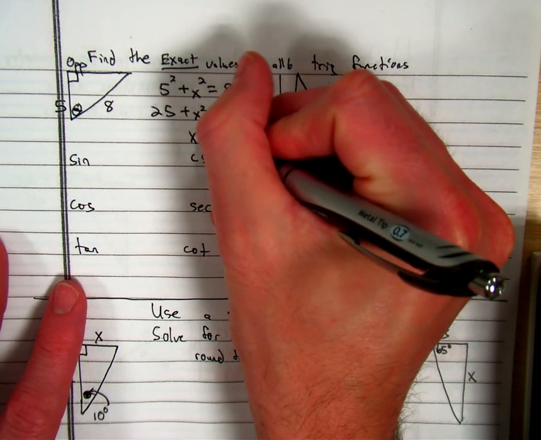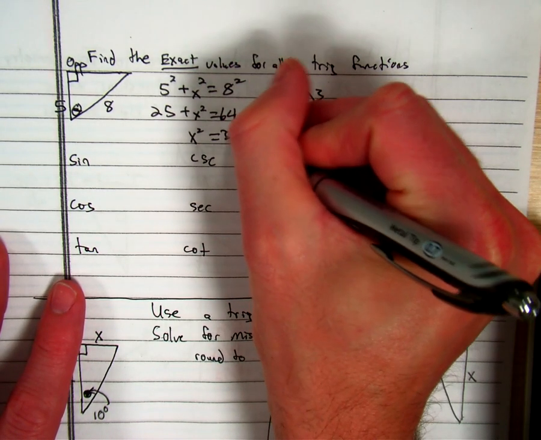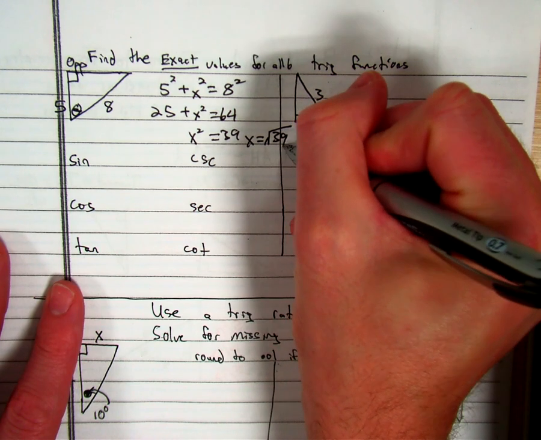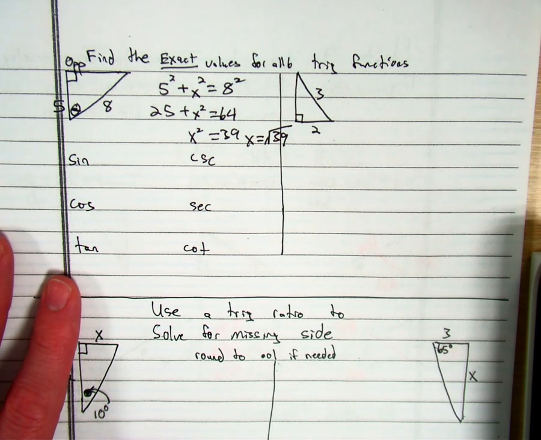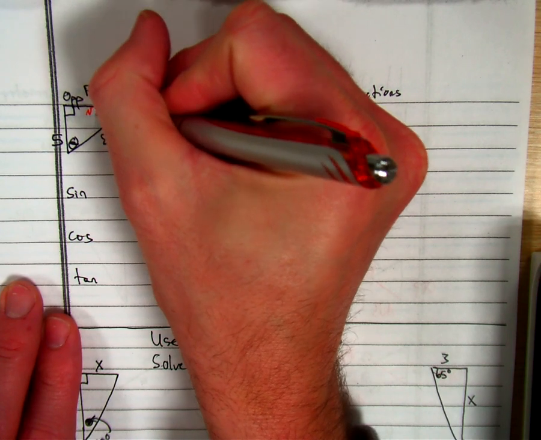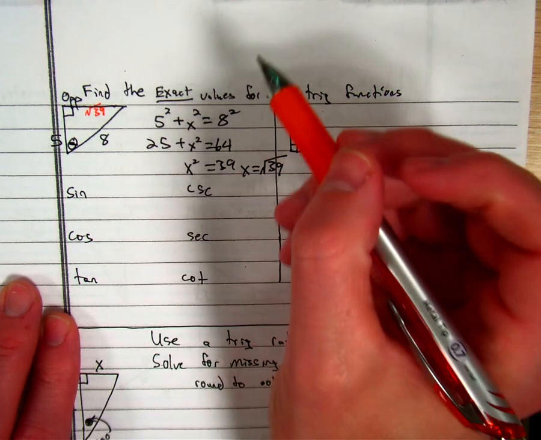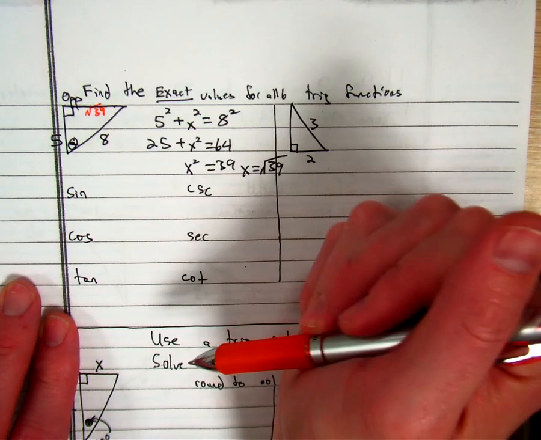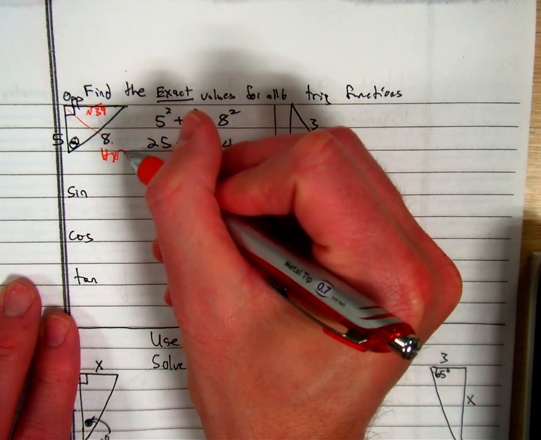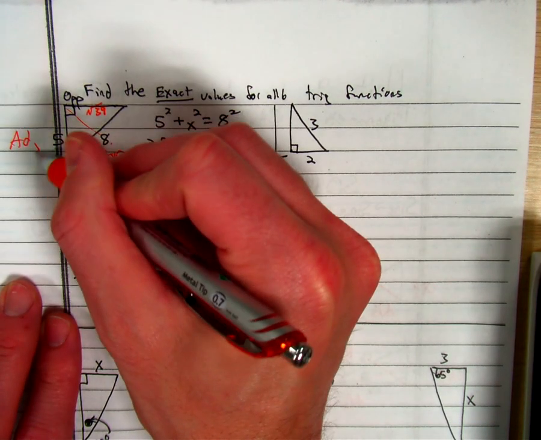And x squared, after we subtract 25 over, is going to be 39, which means x is the square root of 39. So this is square root of 39. Alright, back to work. So this was the opposite side. This is the hypotenuse. And the adjacent side is over here.